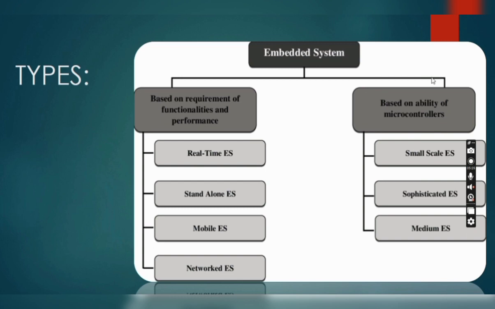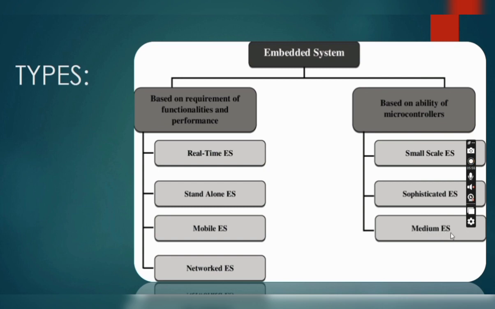So let us move to the embedded systems based on the ability of a microcontroller. First is the small scale embedded system. It is designed using an 8-bit or 16-bit microcontroller. They can be powered by a battery, and the processor uses small resources of memory and processing speed. On the other hand, medium embedded systems are designed using a 16-bit or 32-bit microcontroller.